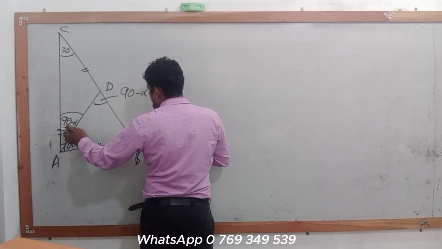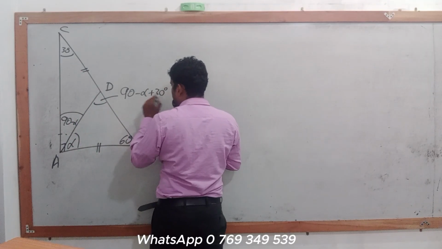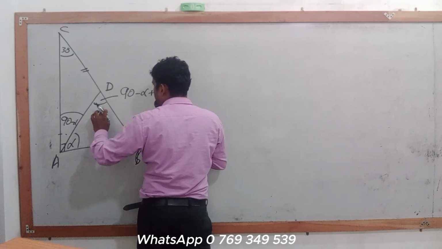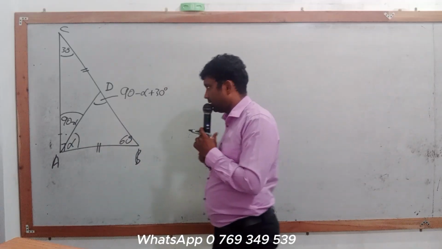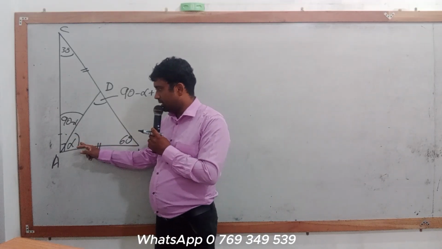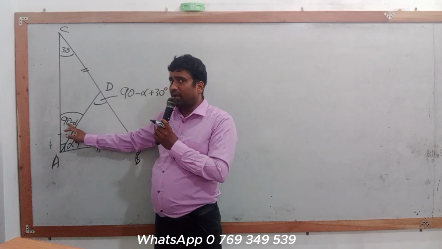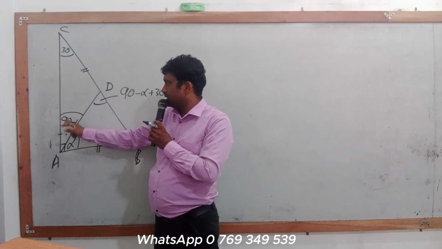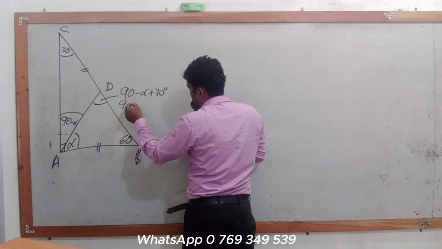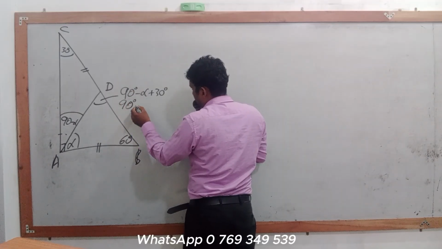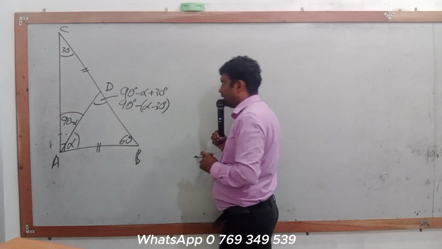Here 90 minus alpha, and what about this one? Plus 30. This angle equals the sum of these, no? That is the theory, right? This is the 90 minus alpha. This is the alpha. This is the 90 minus alpha. The sum of these two angles equals this angle. Therefore, 90 minus alpha plus 30. Right? Therefore, we can say that 90 minus alpha minus 30. Right?